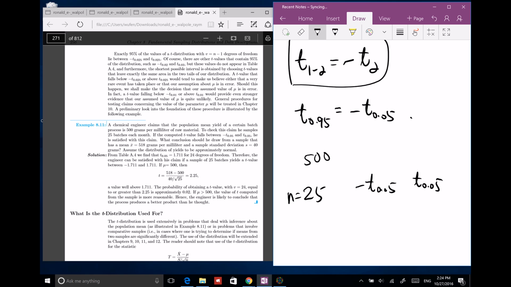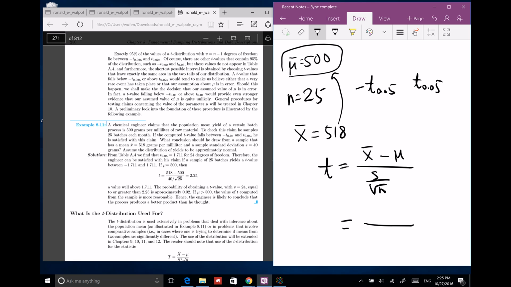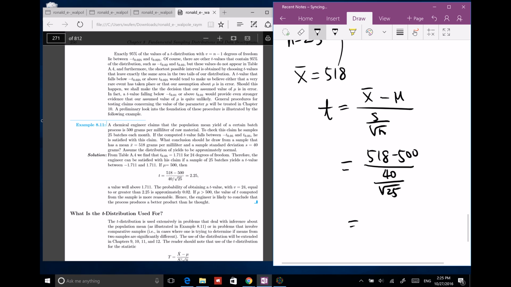So what conclusion should he draw from a sample with a mean of 518? The population claim says mu equals 500. The sample mean is 518. It is very close to 500, but we don't know yet whether we should support the claim or not. So we have to find the t-value. The t-score equals x bar minus mu over s over square root of n. So it's 518 minus 500, over the sample standard deviation 40 over square root of 25. I find the t-value is 2.25.